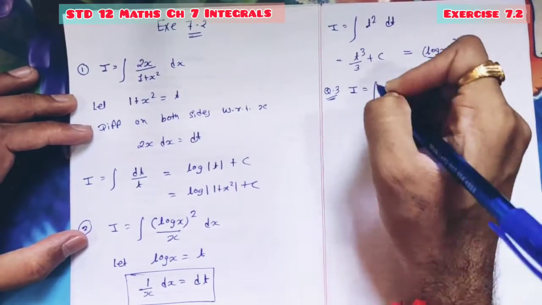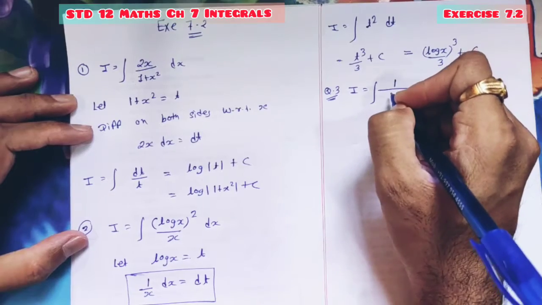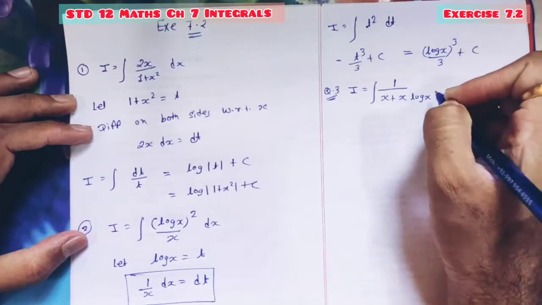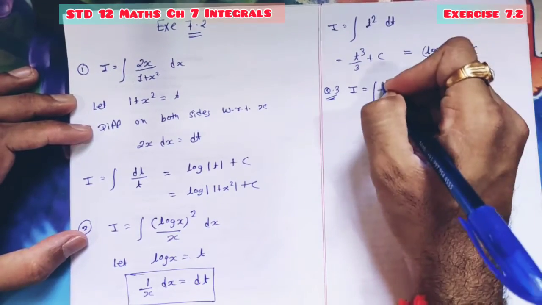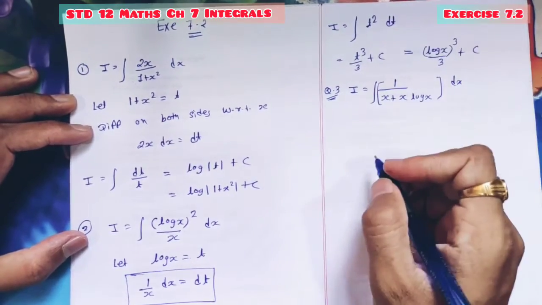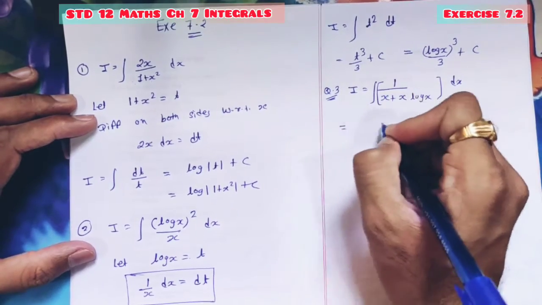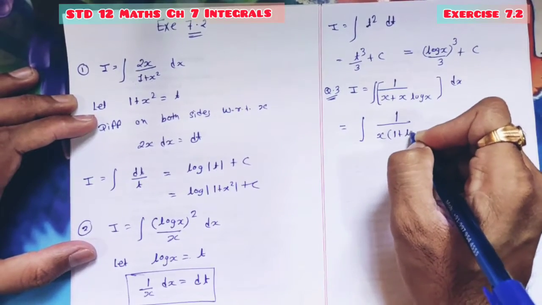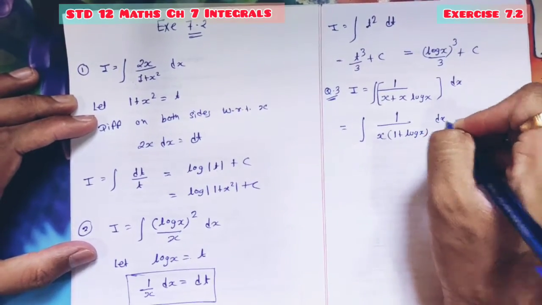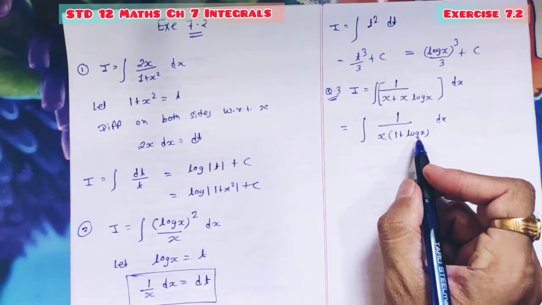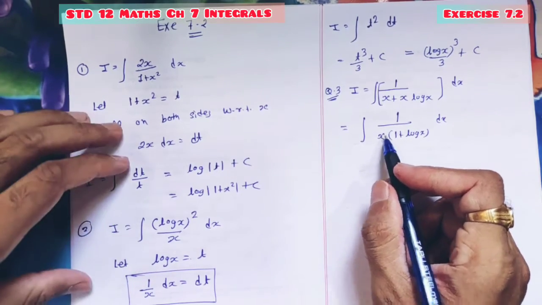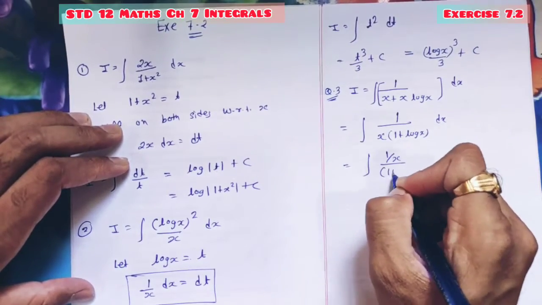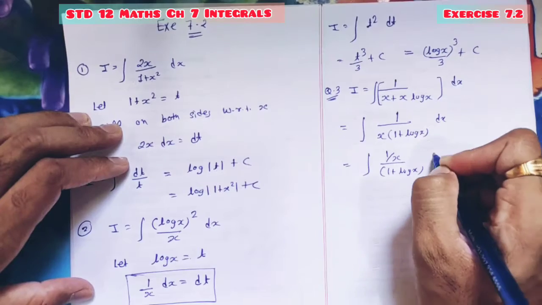Integration I equal to 1 upon x plus x log x dx. So here we are taking x common. So 1 upon x is common. It's 1 plus log x dx. Now differentiation of this 1 plus log x will be 0 plus 1 upon x. So this 1 upon x can be considered as a numerator. So it will be 1 upon x in the numerator, and denominator 1 plus log x dx.